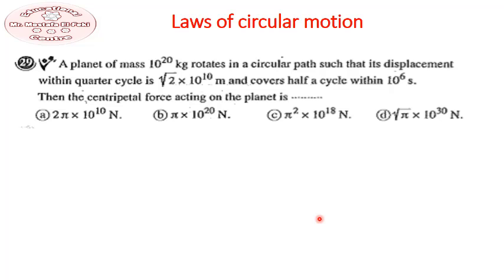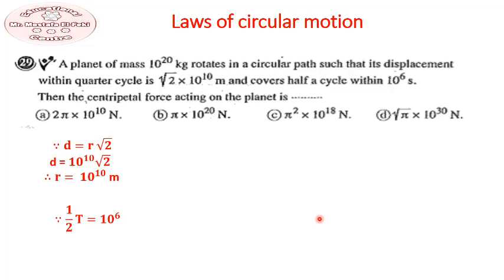A planet of mass 10 power of 20 kilogram rotates in a circular path such that its displacement within a quarter cycle is root 2 times 10 power of 10 meter, and it covers half the cycle within 10 power of 6 seconds. Then the centripetal force acting on the planet is, at first, the displacement equals r root 2, that is equal to 10 power of 10 root 2. This means that the radius is 10 power of 10 meter.